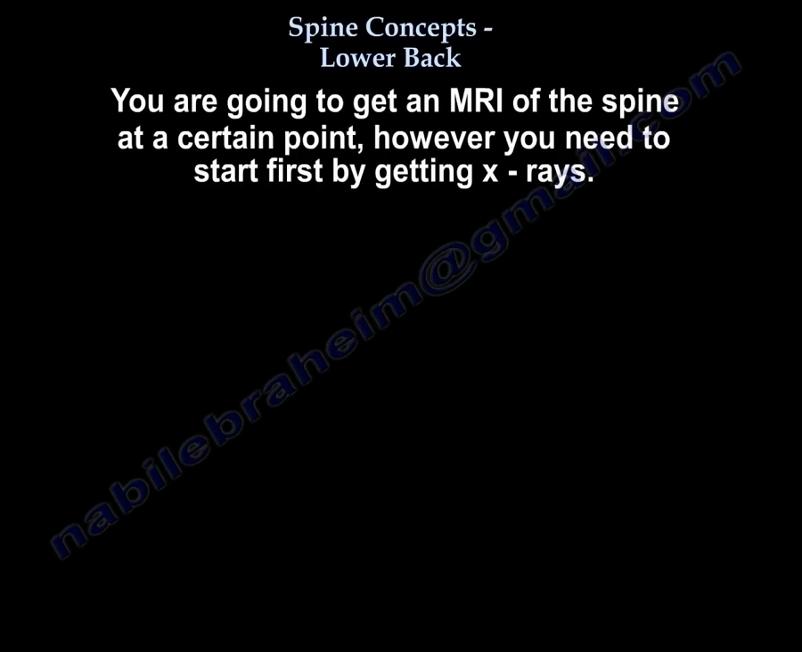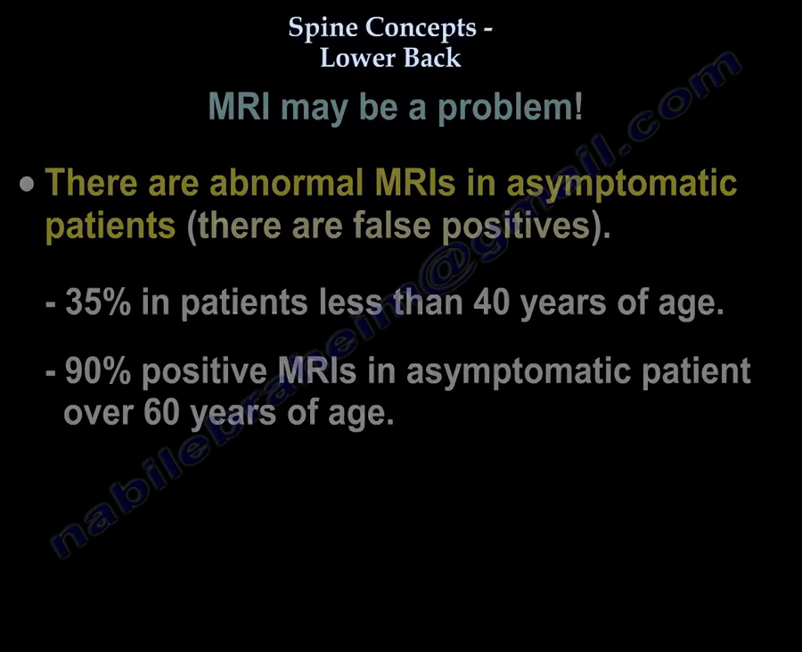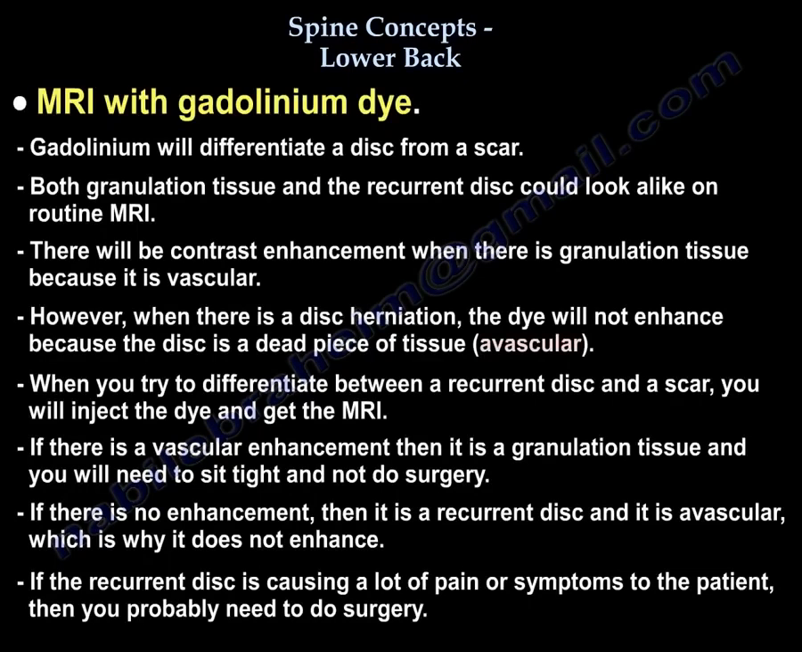So are you going to get an MRI at a certain point for the spine? Well, you need to start first with x-rays. The MRIs are a little problem because, number one, there are abnormal MRIs in asymptomatic patients. It is false positive: 35% in patients less than 40 years of age, and 90% positive MRIs in asymptomatic patients that are more than 60 years old. The second problem is the MRI with a dye.